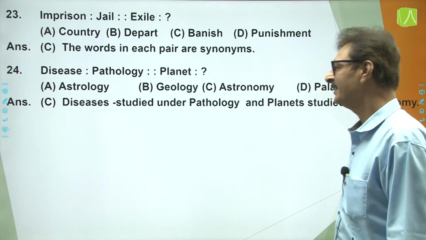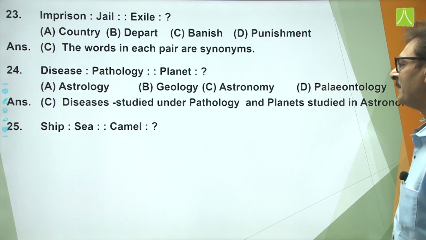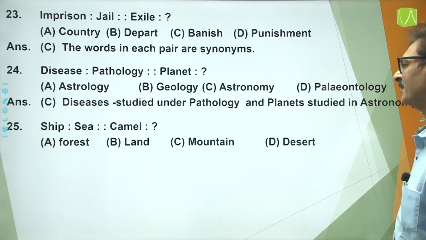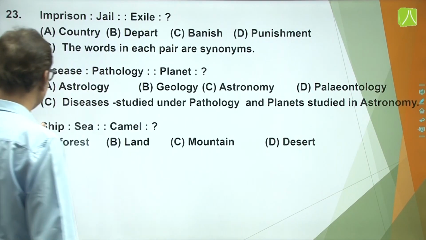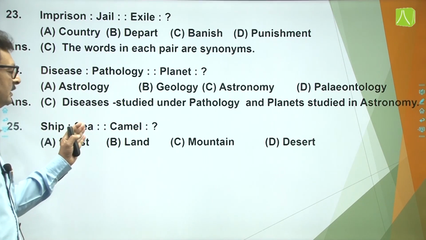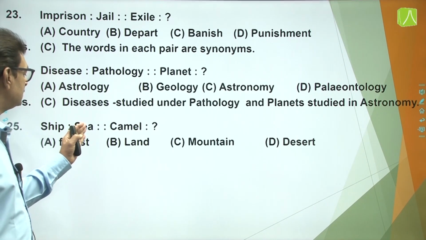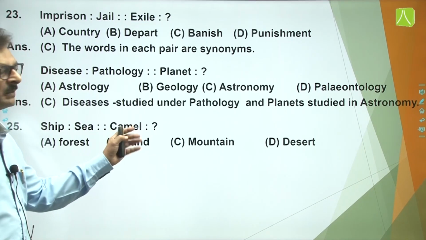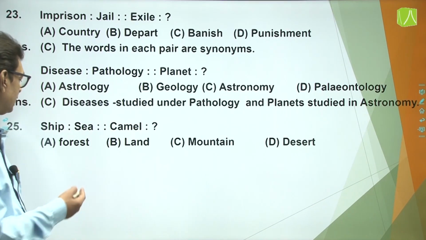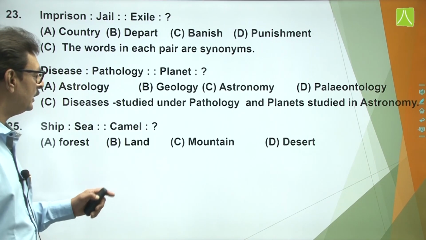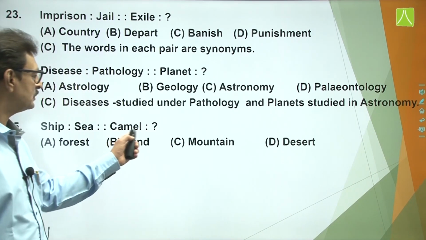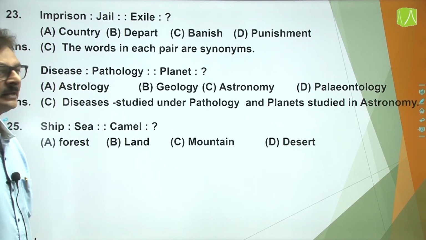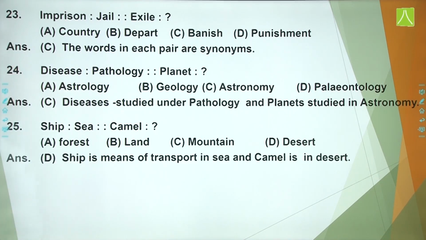Okay, clear, fine. Next, ship is to sea, camel is to what? Forest, land, mountain and desert. Where is a ship found, and where does a ship run? Sea. So the transport in sea is ship. And camel is the mode of transport where? In the forest? No. In the land? Never. Mountain? No. Desert? Yes. Camel is a mode of transport in option number D, that is desert. So the right answer is option number D.